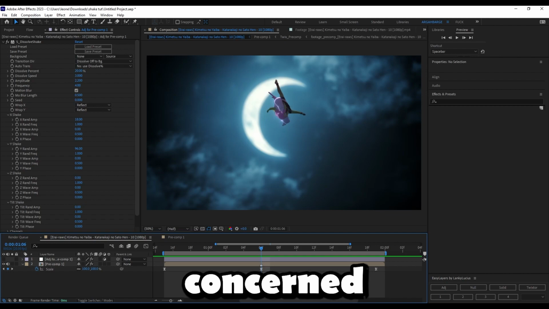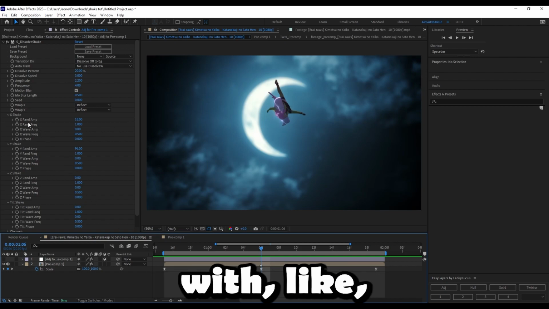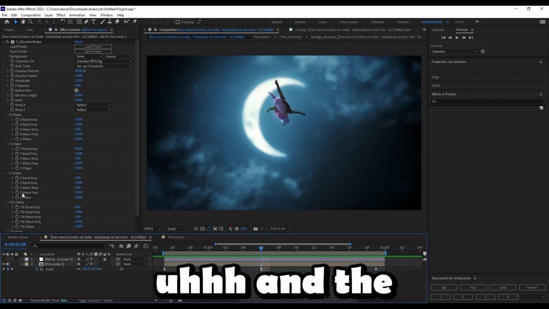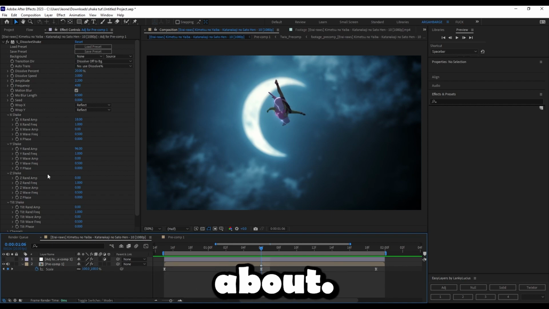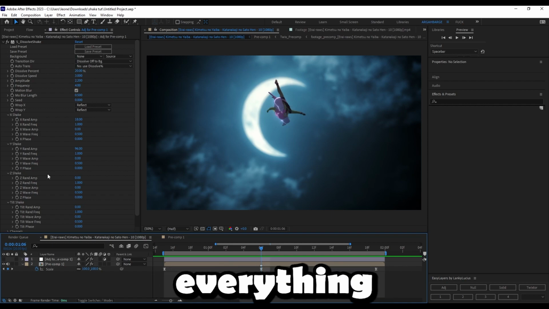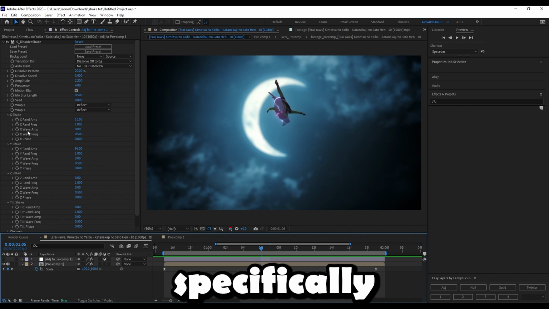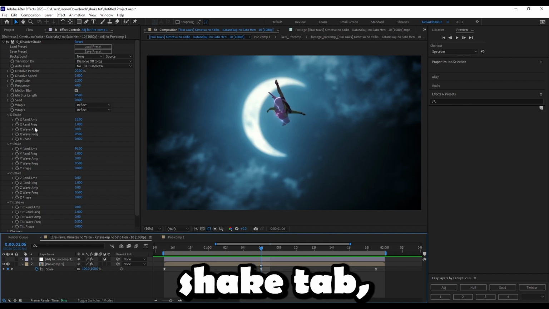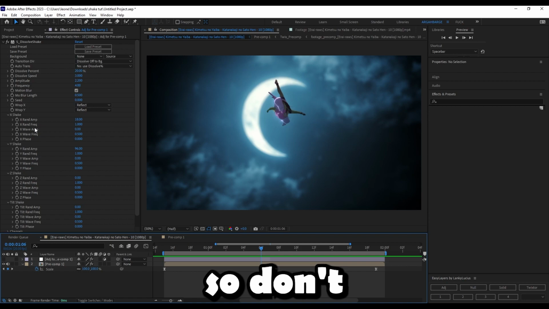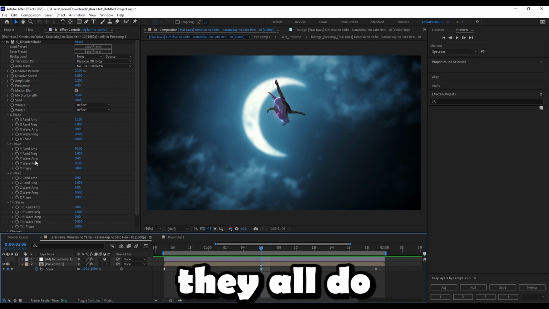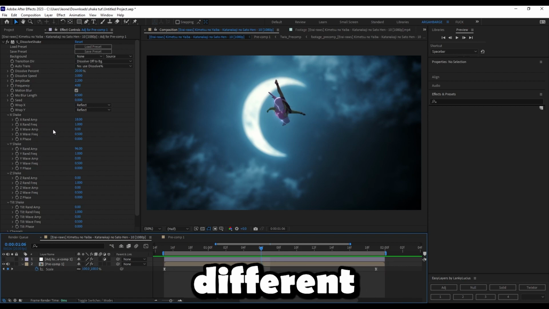Everyone always gets concerned when they see this little tab with all the X, Y, Z shake and the tilt shake. It's nothing to worry about. I'm going to explain what everything means. Specifically looking at the X shake tab, even though this applies to all of them. So don't get confused looking at the other ones. They all do the same thing, just for different types of movement.